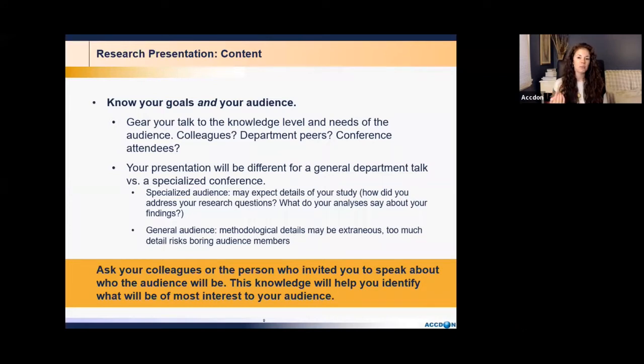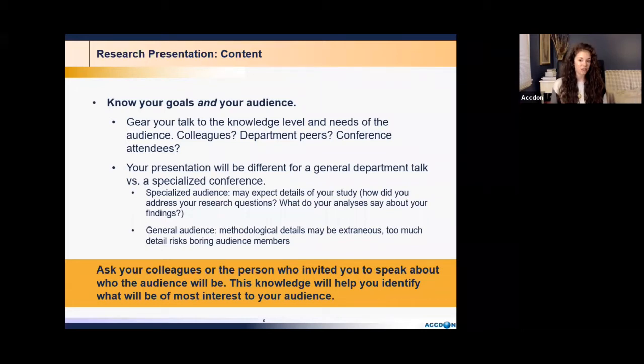Are you talking to people that are highly specialized in your field? Or are you talking to the public, or maybe your department peers, which range across a variety of disciplines or even fields of research? It's very important to know your audience and then target your slides to them. If you have a specialized audience, they may really want to know the details of your study. How did you address your research questions? What specific methodology did you use? What analyses did you use, and what do they say about your research?